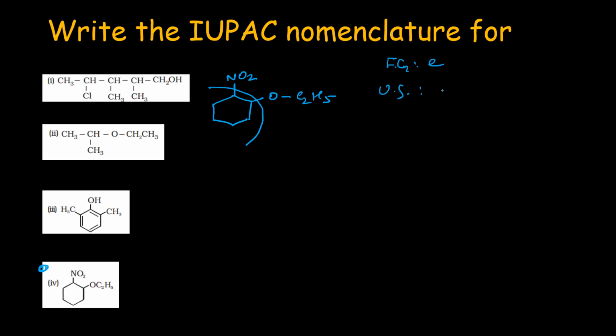Unsaturation is what? AN. It is AN, isn't it? Hamza, it is AN, not EN. Yes, Hamza. It will be AN, right? Okay. What is the parent?